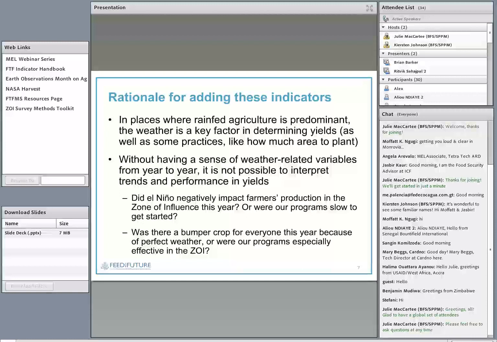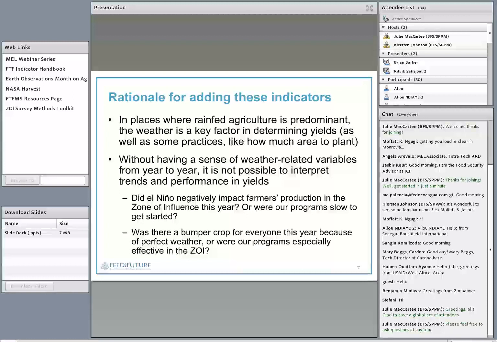In places where rain-fed agriculture is predominant, the weather is really a key factor in determining yields, for example, which we monitor annually. It can also be a key factor in determining some other practices, like how much area to plant or how much inputs like fertilizer or seeds to purchase. So without having a sense of weather-related variables, like temperature and rainfall, from year to year, it's not possible to really interpret trends and performance in indicators like yield.